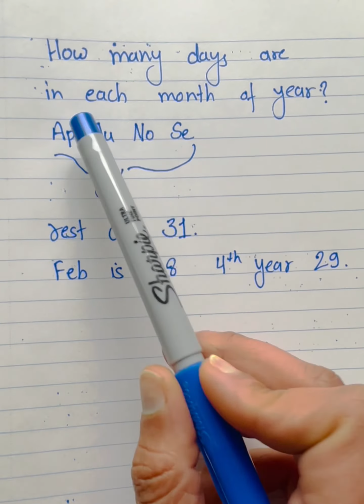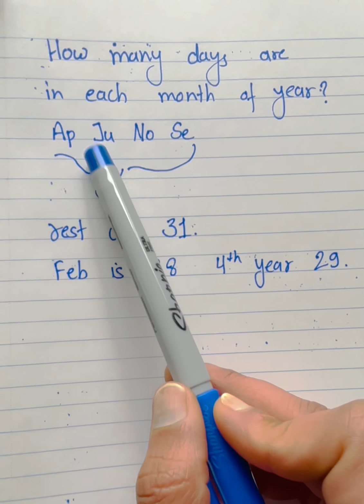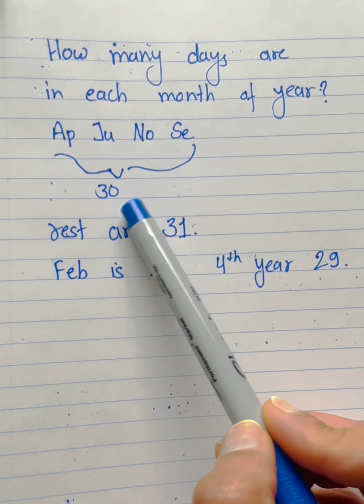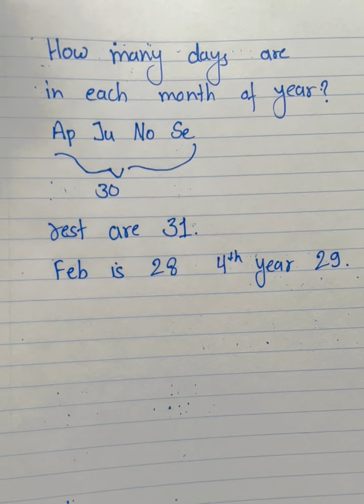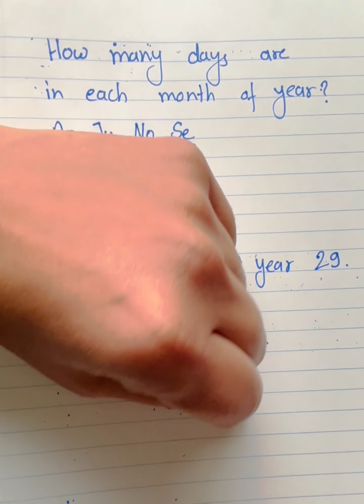So, how many days are in each month of the year? April, June, November, September, they have 30 days. Rest are 31 days. Okay. And there is one more simple formula to remember that.